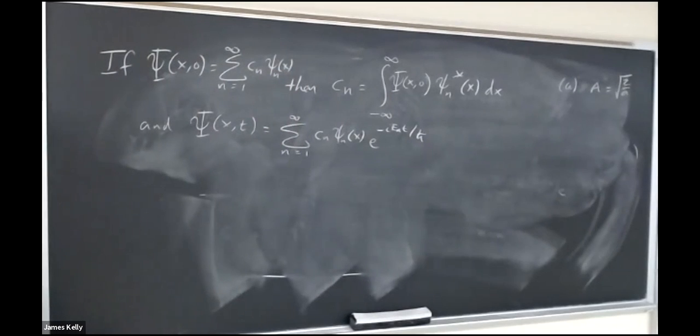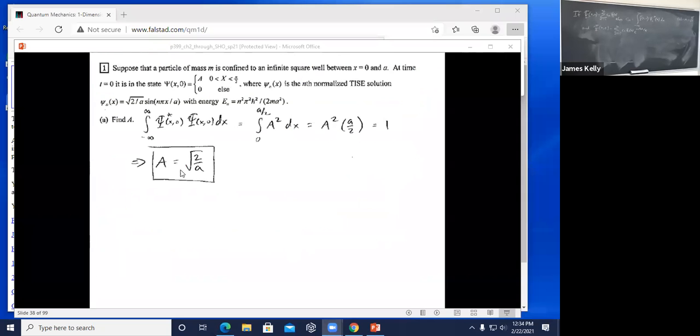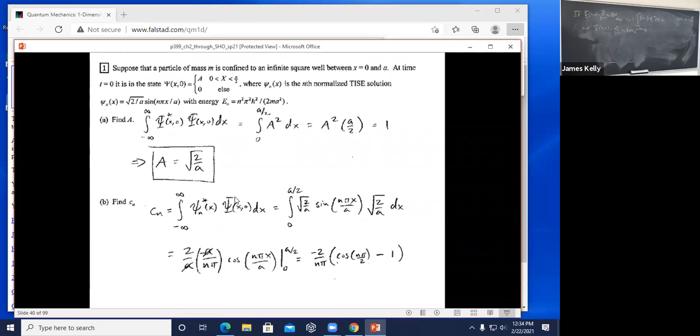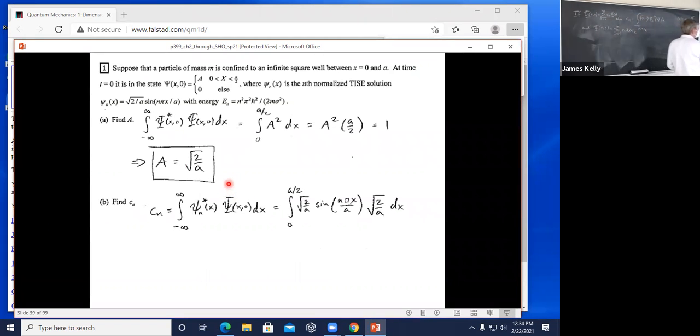Let's do that together, and for the sake of time, I'm going to use root 2 over a. Okay, here we go. So I'm calculating this integral. I've got them in a different order here, but my psi at time t equals 0 is root 2 over a, only between 0 and a over 2. So normally when I calculate the Cn's, I have to integrate from minus infinity to infinity. But my psi at time t equals 0 is only non-zero between 0 and a over 2, so I can reduce the integration range to the range where it's non-zero.